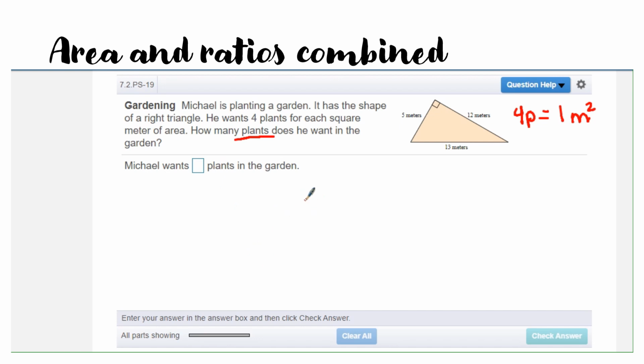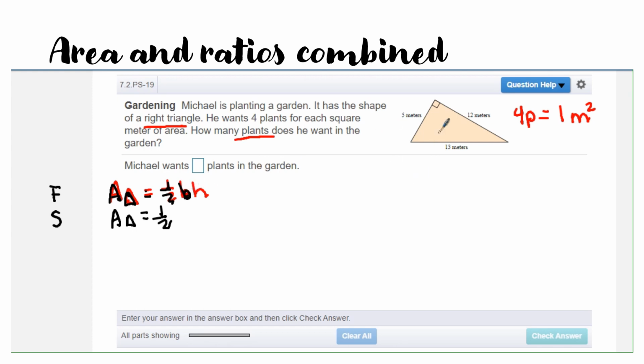So before we can do anything here, we have to find out how many square meters this garden is. So I'm going to use my formula for a triangle. The formula for a triangle, any triangle, is equivalent to 1/2 times the base times the height. So if I want to find the area, I have my formula. After I have my formula, I need to substitute. So the area of the triangle is going to be equivalent to 1/2 times the base times the height.